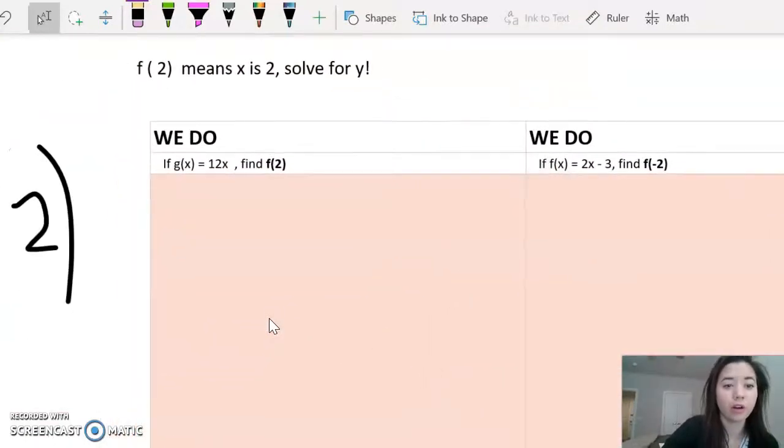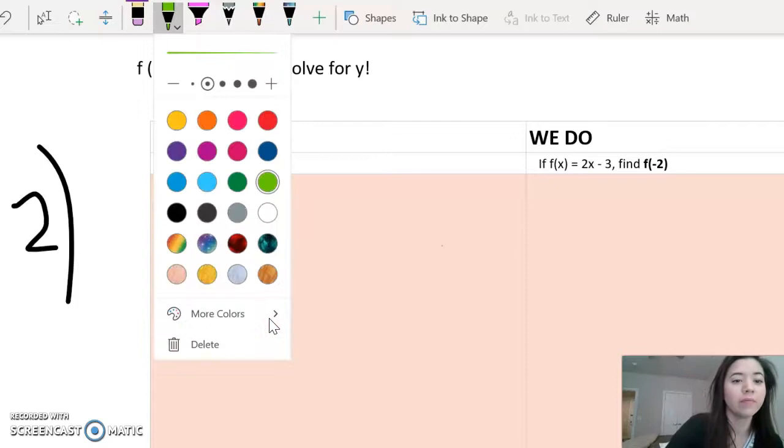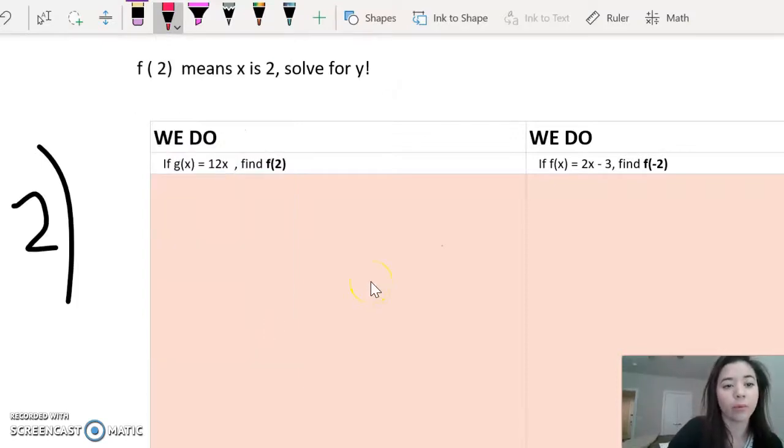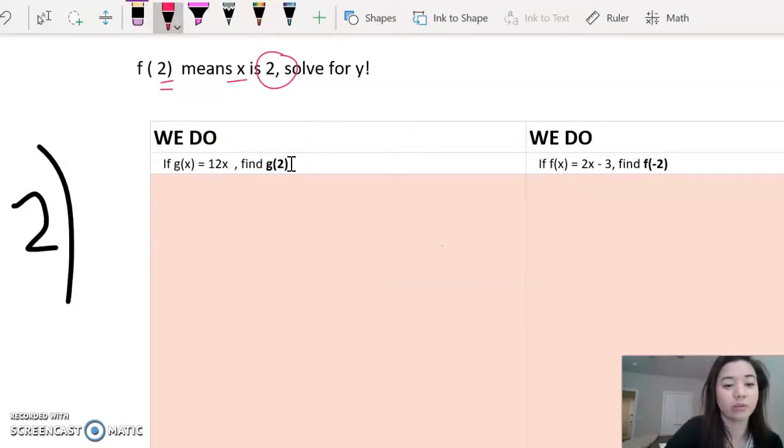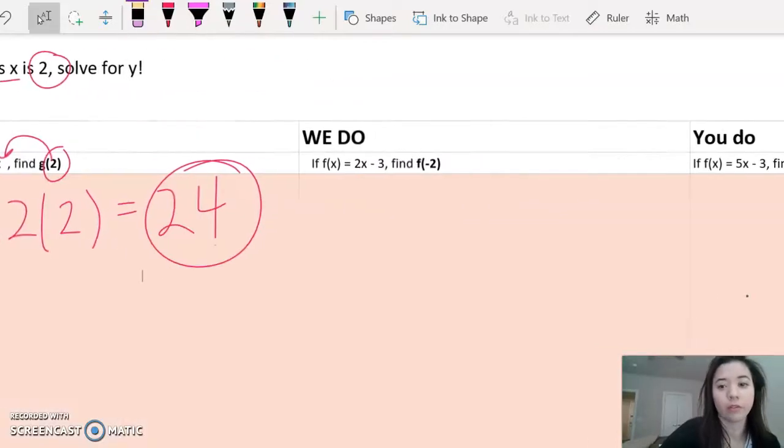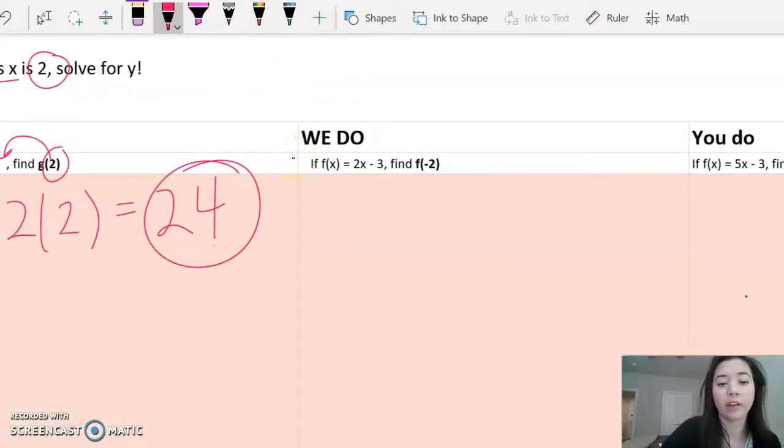So now we are evaluating functions again. Just a reminder here, when we have a number inside the parentheses, that means x is that value, and we need to solve for y. So if I give you a function, g of x is 12x, find g of 2. I'm asking you, what is it when x is 2? So I'm going to take that 2 and plug it in. And my answer is 24. For the next one, if f of x is 2x minus 3, find f of negative 2. Again, we plug negative 2 in.